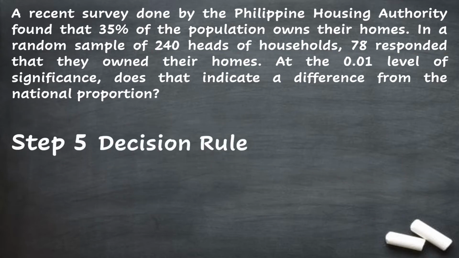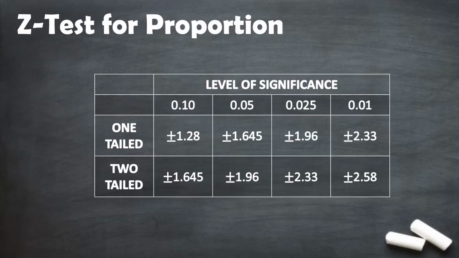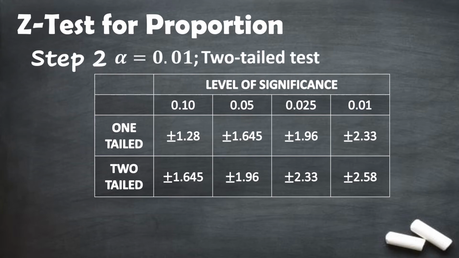Step 5 is the decision rule. Reject the null hypothesis if the absolute value of z computed is greater than or equal to z tabular. We already know the z computed. Next is to get the value for the z tabular. For us to get the value for the z tabular, we have to go back to our step 2 to identify the alpha level or level of significance and the number of tailed tests. So for this problem, we have the alpha level as 0.01 and we have a two tailed test.